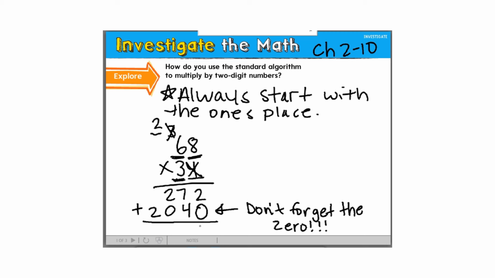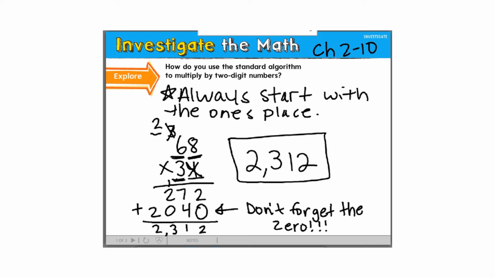So now I'm going to start adding. 2 and 0 is 2, 7 and 4 is 11, 2 and 1 is 3, 2 and nothing is 2. So there's your final answer, 2,312.